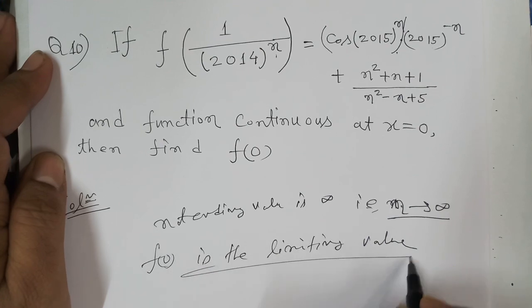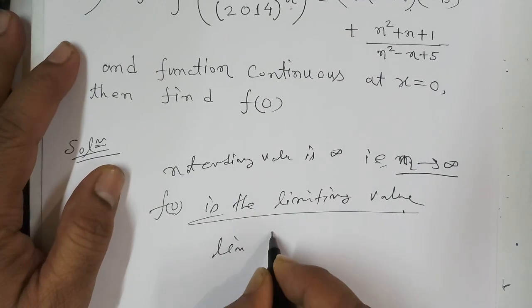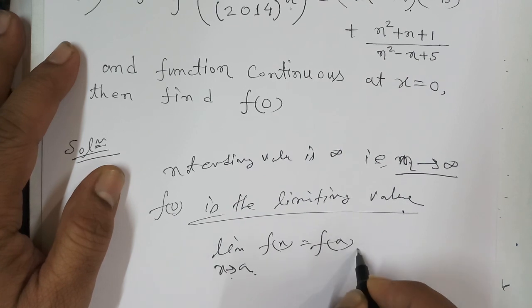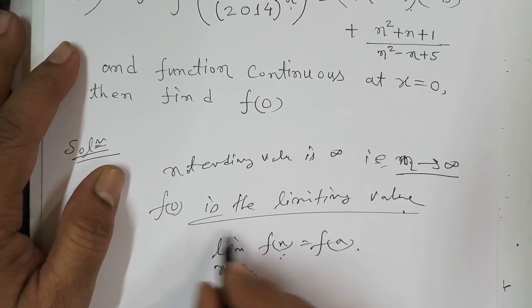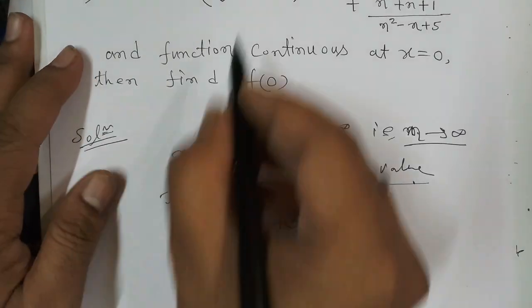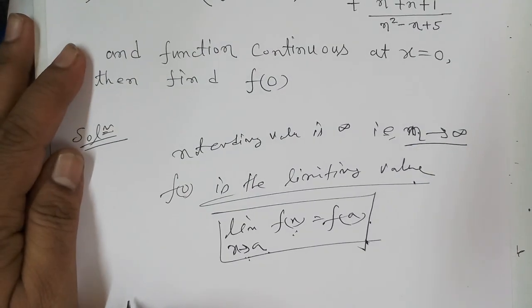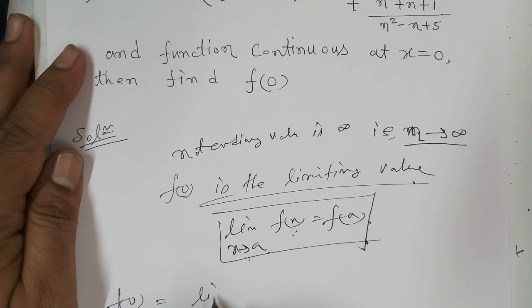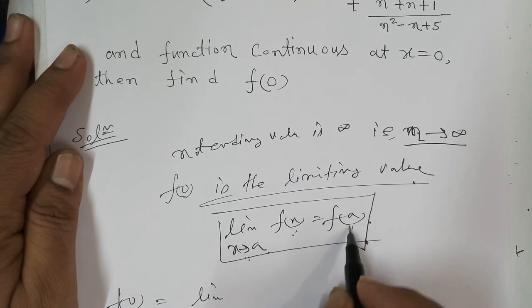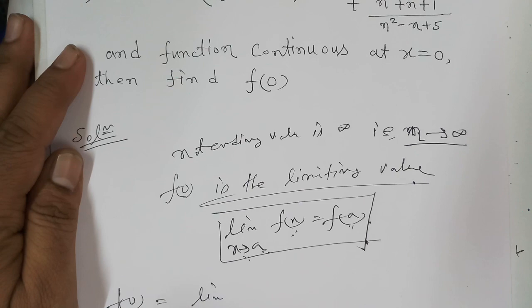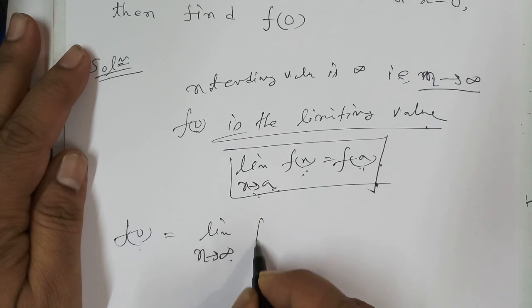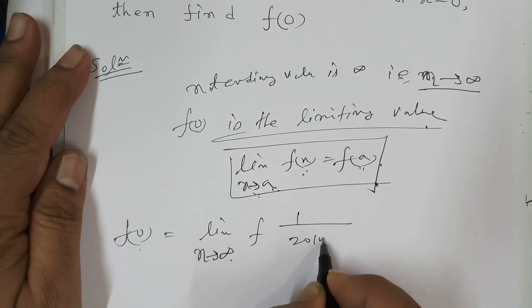Limit of fx when x tends to a is the limiting value, and that limiting value is fa. So fa is the limiting value of fx when x tends to a. Carefully observe this. So here when n tends to infinity, this will be f0. So when n tends to infinity, the limiting value is f0, this will be f of 1 upon 2014 whole power n.